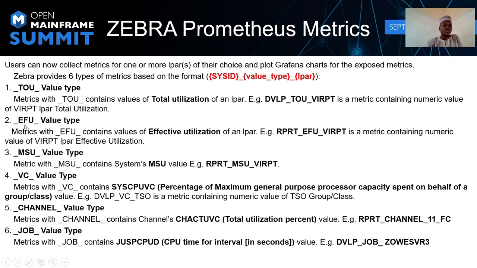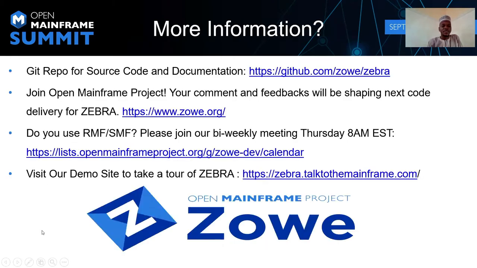So those containing the EFU value type represent the effective utilization. Those for the MSU do the same. And then we have the BC for the percentage of maximum general purpose processor capacity spent on behalf of a group or class. And then we have the channels, and then we have the job.